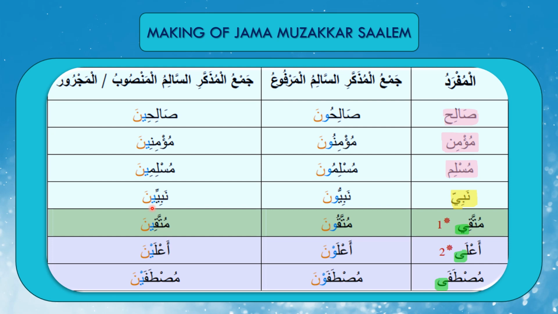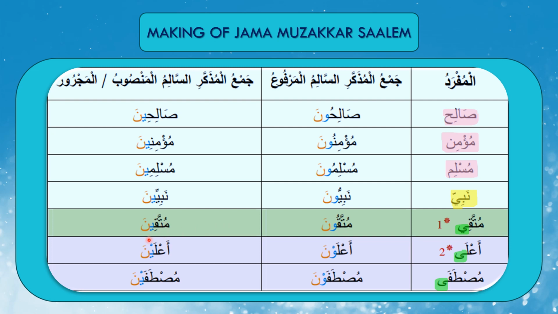another ya of the suffix of the jama muzakkar. So you should not get confused with these two yas. Now we come to the three nouns here which are having a weak letter at the end. So the first one is having ya as a weak letter. So let's see how it changes. So in marfu it becomes muttaqoon. The ya has been deleted, and in mansub and majroor it becomes muttaqeen.